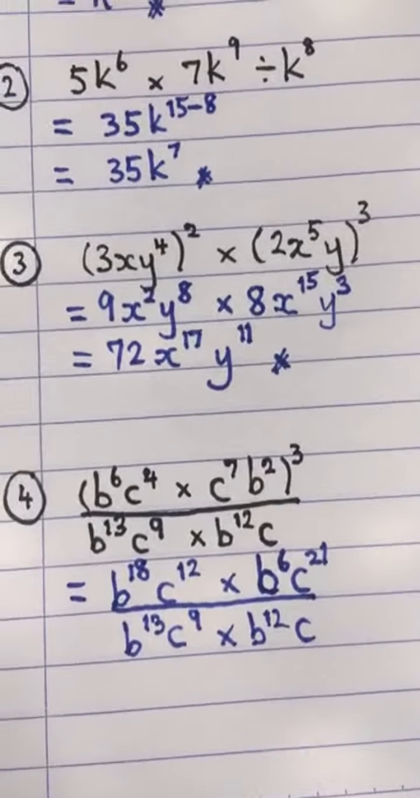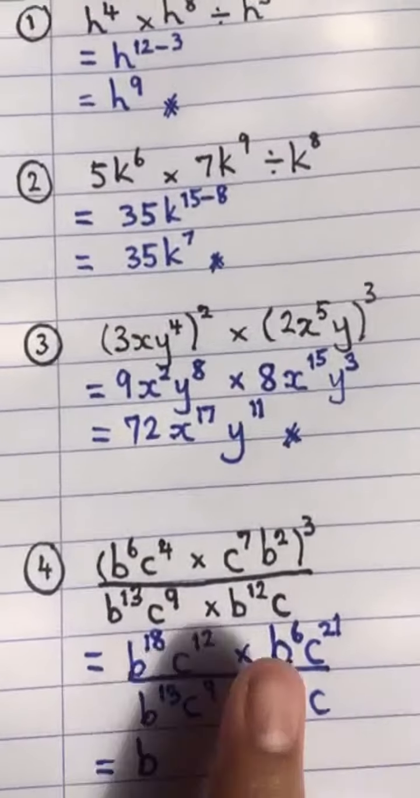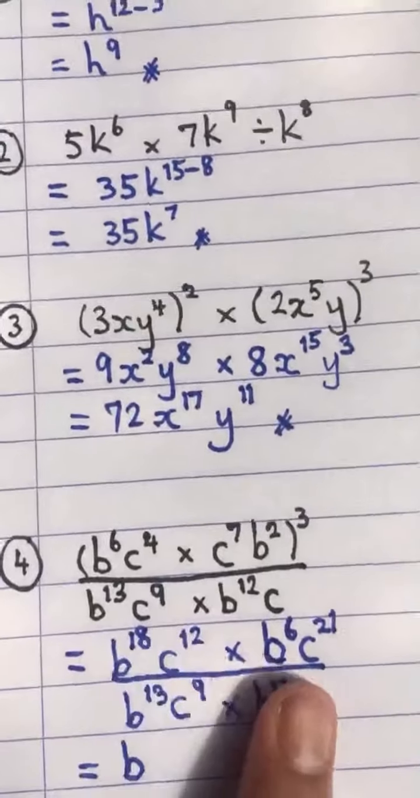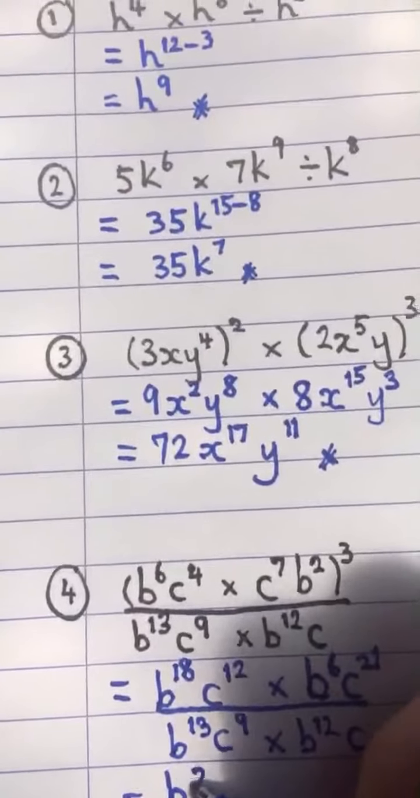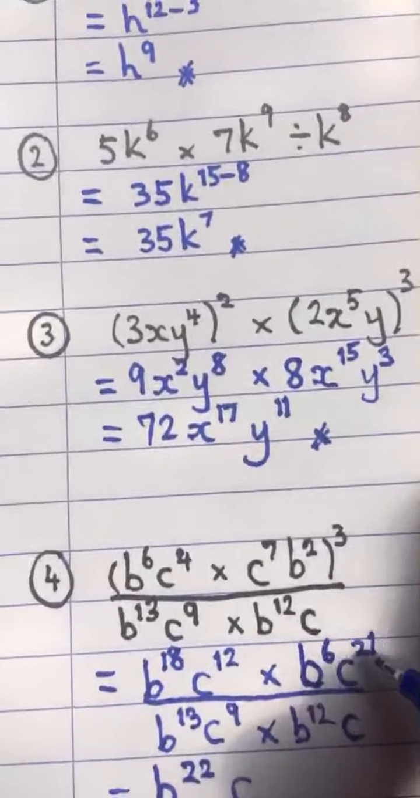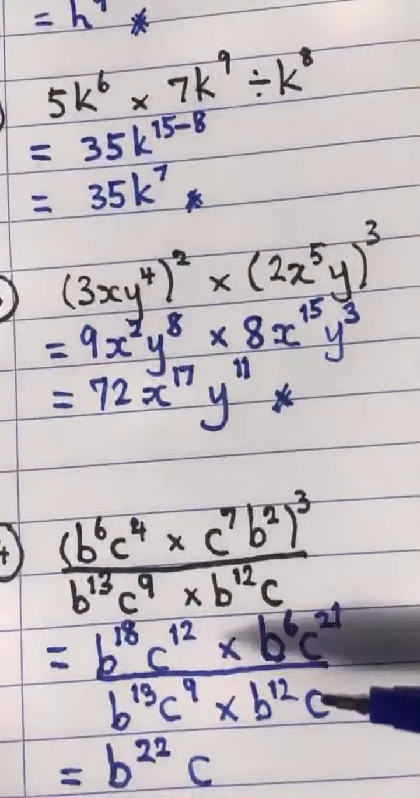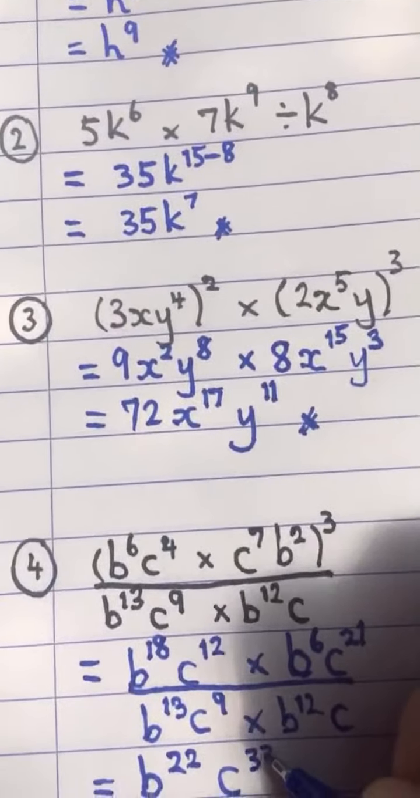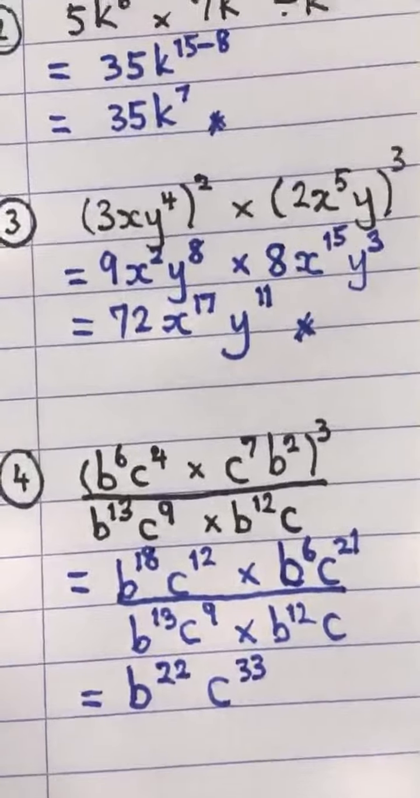We write single b first. Look at the power: above you have 18 and 6 and you multiply, so you have to add the powers. 18 plus 6 will be 22. Now do the c part: c power 12 times c power 21. You add the powers, 12 plus 21 will be 33. So this is the above expression: b power 22 and c power 33.